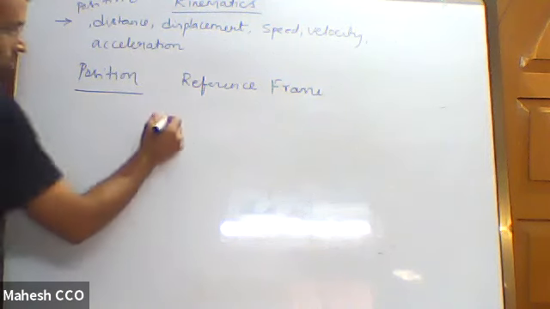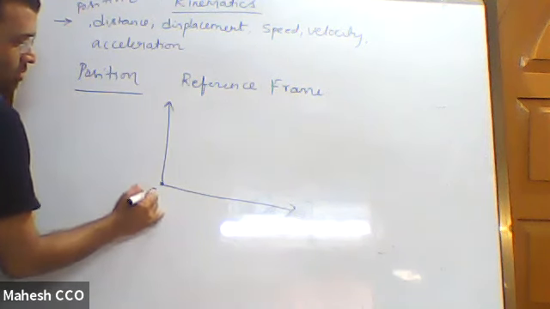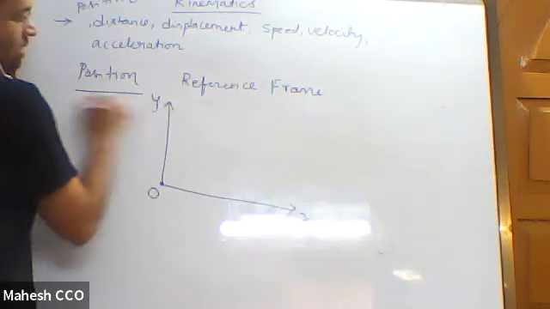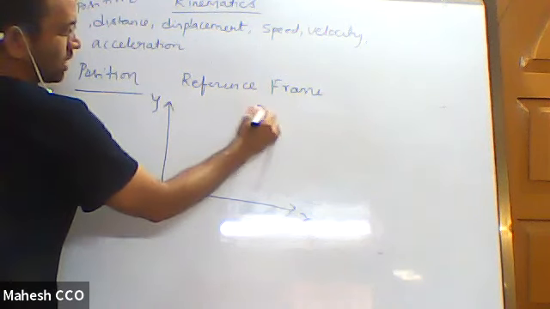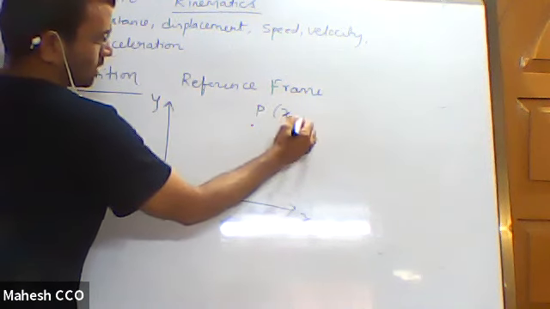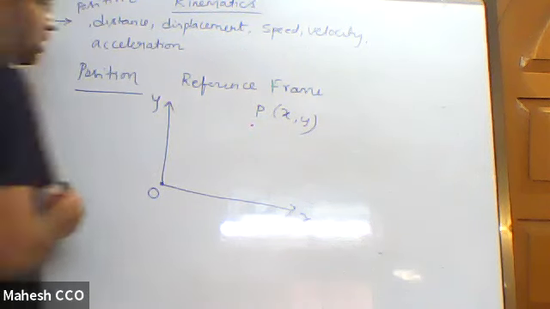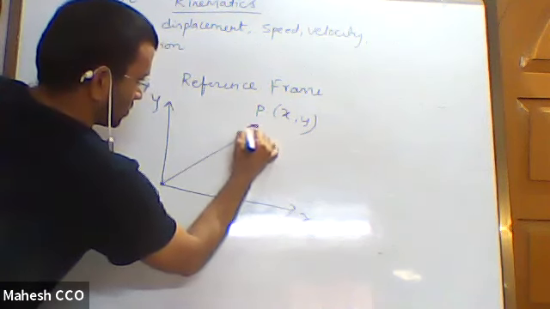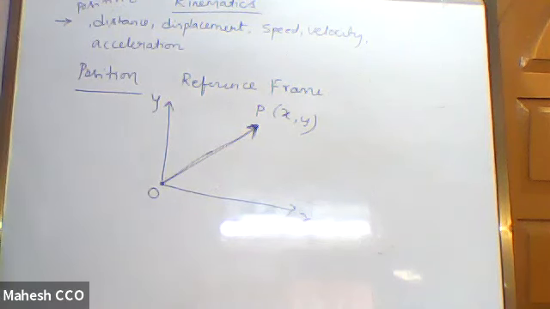So let this be origin O, this be x-axis and this is y-axis, let us say. Now any point P which is in the xy plane may have coordinates x comma y. Position vector is nothing but the vector that joins origin to this point P. So that is position vector, typically denoted by r bar.